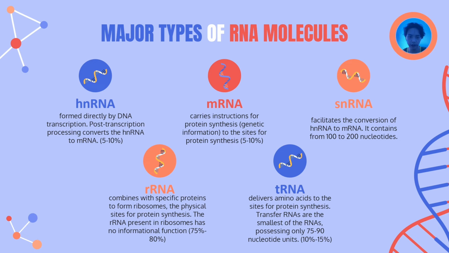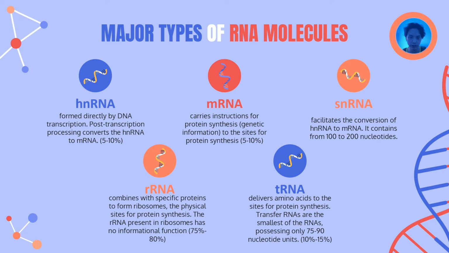So the hnRNA, or heterogeneous nuclear RNA, is formed directly by transcription, and post-transcription processing converts the heterogeneous nuclear RNA to messenger RNA. This type of RNA makes up about 5% to 10% of the RNA population. Next is messenger RNA. Messenger RNA is RNA that carries instructions for protein synthesis to the sites for protein synthesis. The molecular mass of the messenger RNA varies with the length of the protein whose synthesis it will direct.